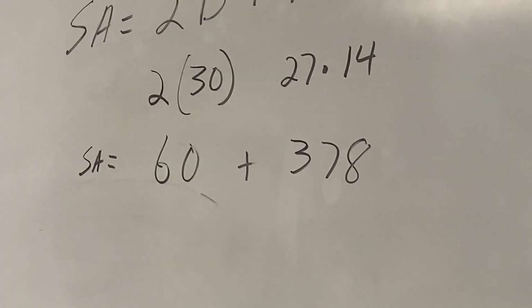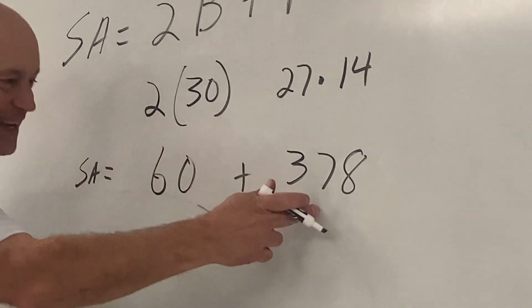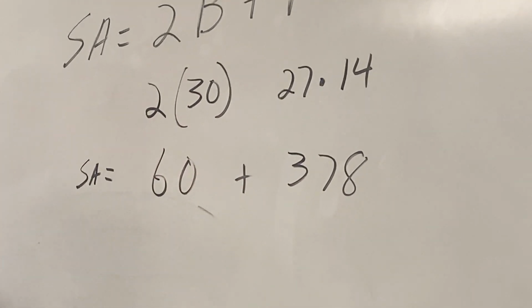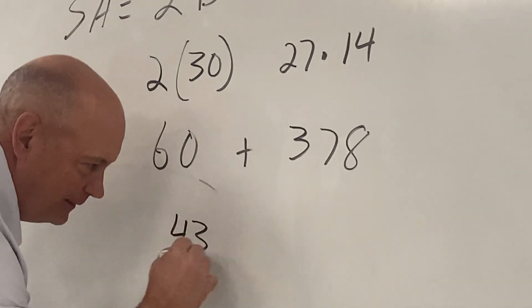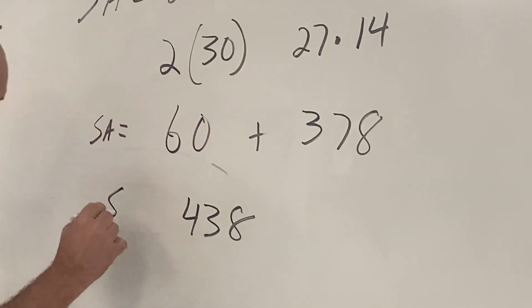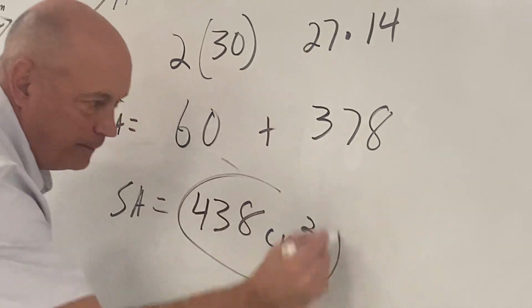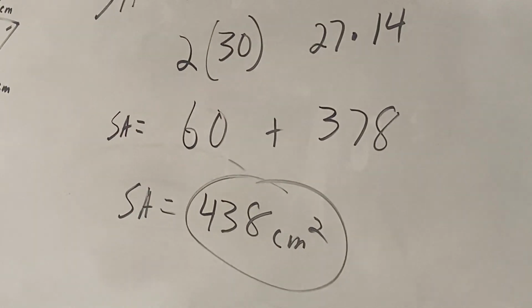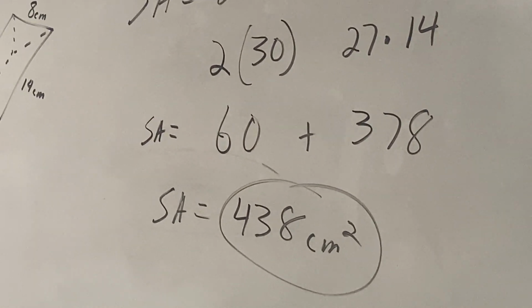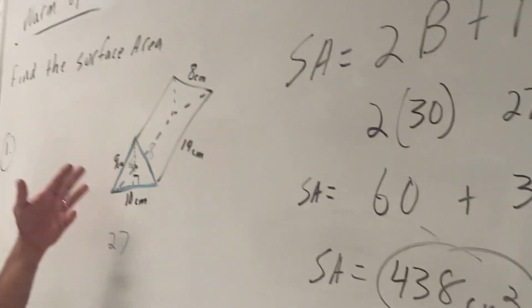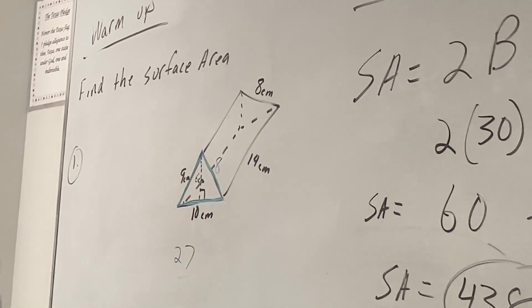Tucker said 278. Okay. All right, what's 378 plus 60? 438. And we would put centimeters squared. Questions? Do y'all see how kids can get confused on this one? Due to the fact that the triangle has a bunch of numbers in it, it can get a little confusing.